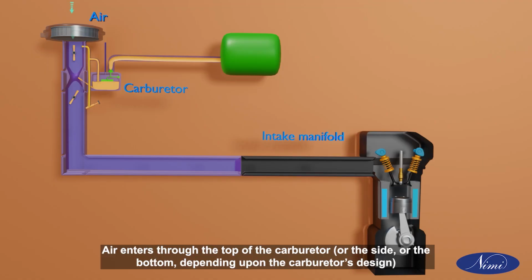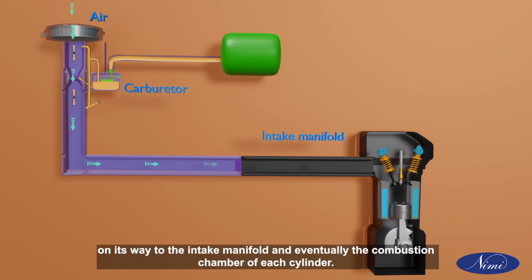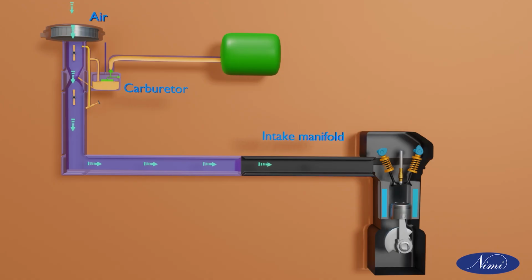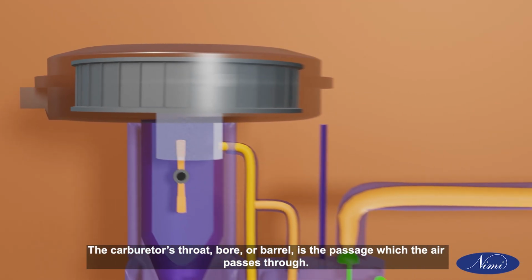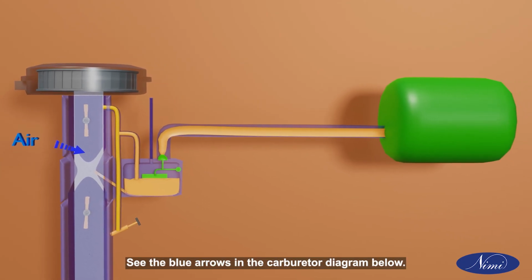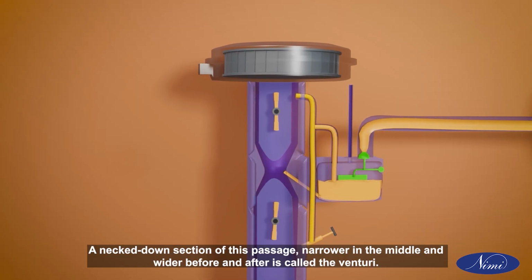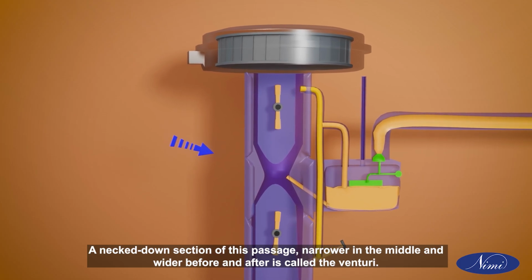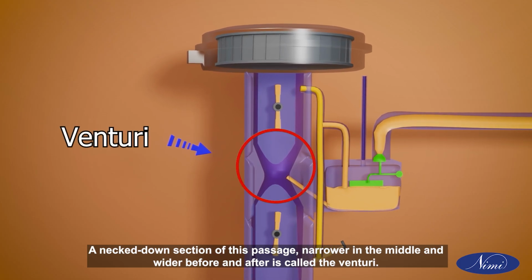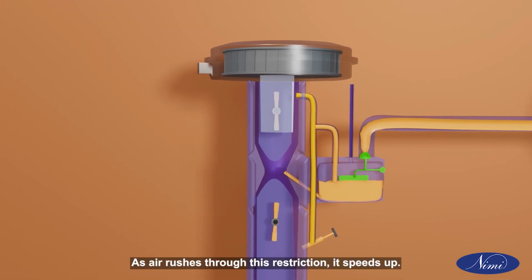Air enters through the top of the carburetor, or the side, or the bottom, depending upon the carburetor's design, on its way to the intake manifold and eventually the combustion chamber of each cylinder. The carburetor's throat, bore, or barrel is the passage which the air passes through. See the blue arrows in the carburetor diagram below. A necked down section of this passage, narrower in the middle and wider before and after, is called the venturi. As air rushes through this restriction, it speeds up.